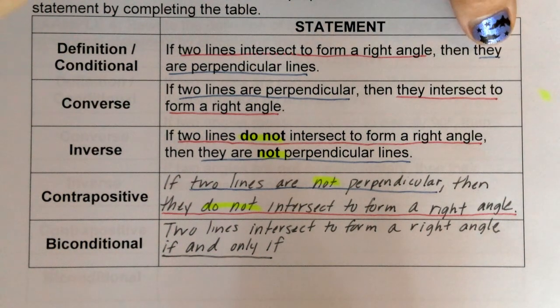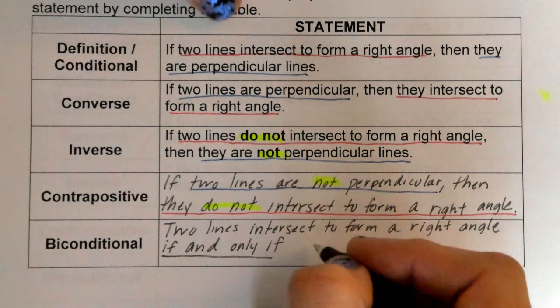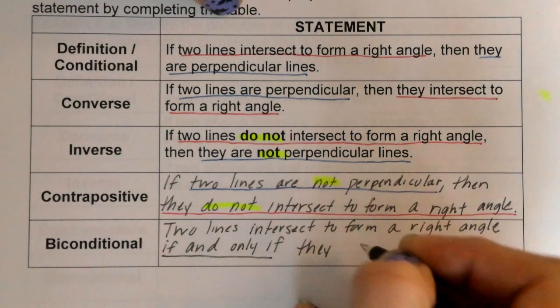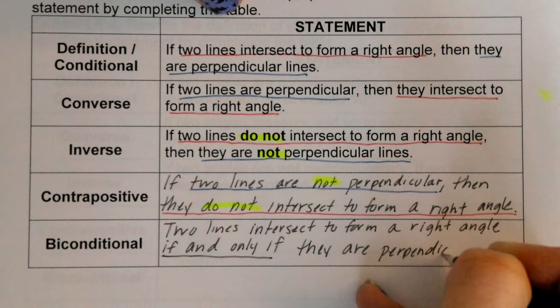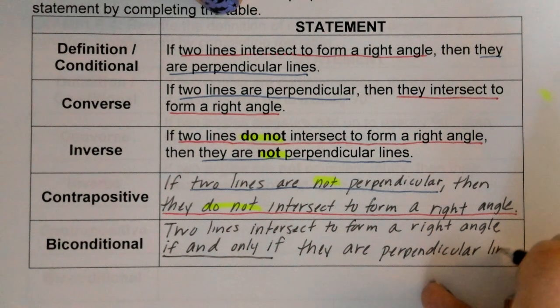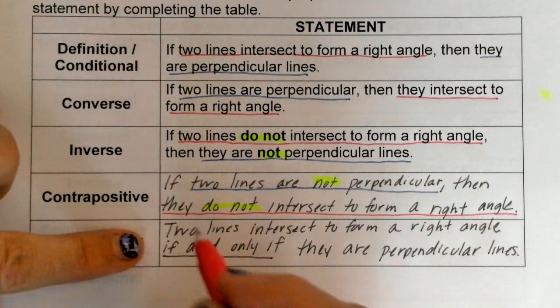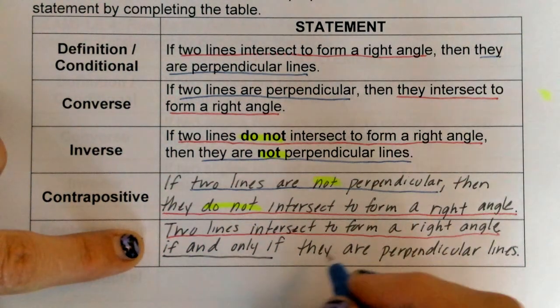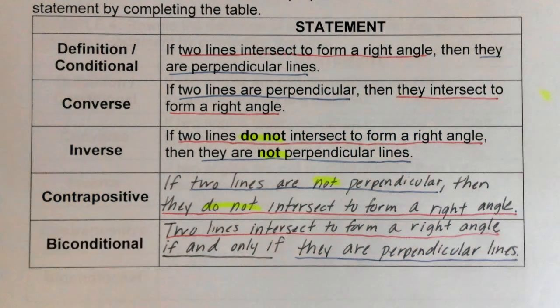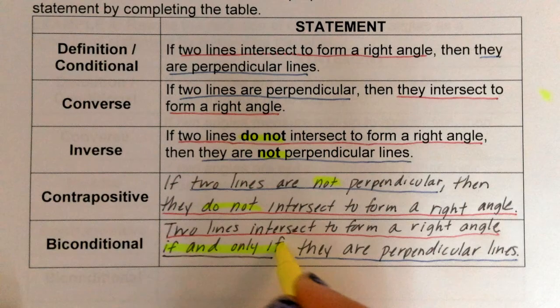Then complete it with, not the word then, but your conclusion. They are perpendicular lines. And we can still see our hypothesis right here. And we can still see our conclusion. It's just now there's no if or then. We just have our hypothesis and conclusion being joined with that if and only if between the two of them.